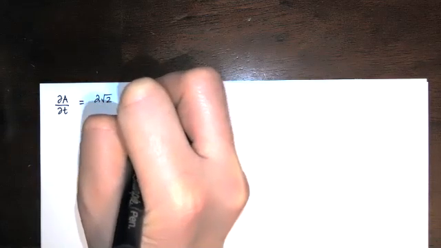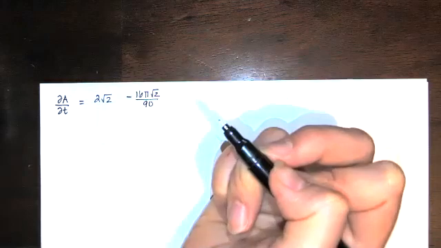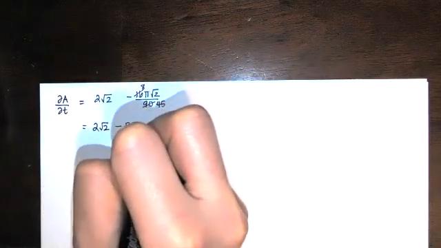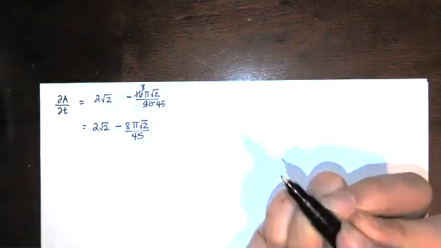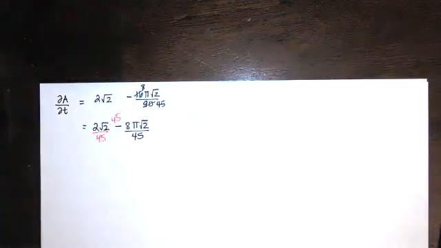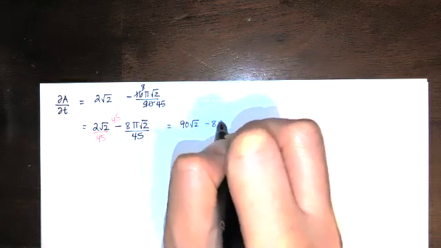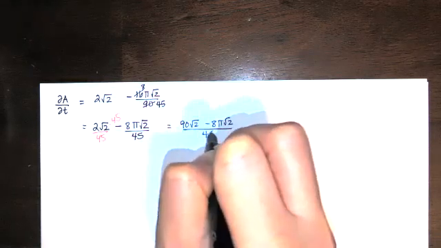That's okay. So we'll have the partial derivative of a with respect to t is 2 times the square root of 2 minus 16 pi times the square root of 2 over 90. I mean, you could divide this by 2, you could divide that by 2, but it's not really getting us very far as simplification is concerned. I guess we could multiply this one by 45 over 45 to get a common denominator. And so what we end up with is 90 square roots of 2 minus 8 pi times square roots of 2, all divided by 45.